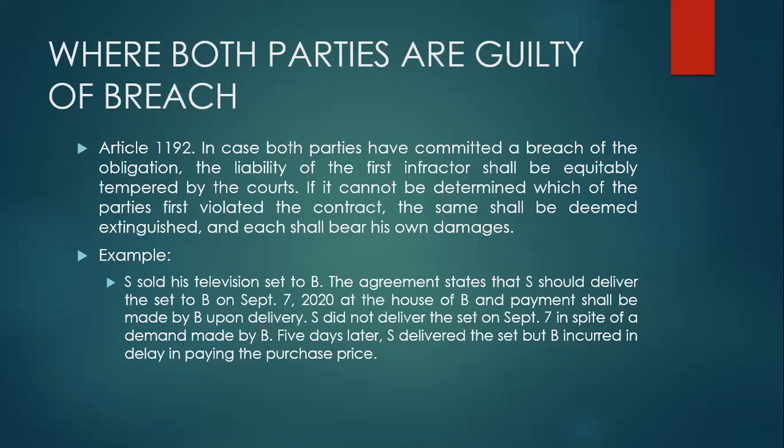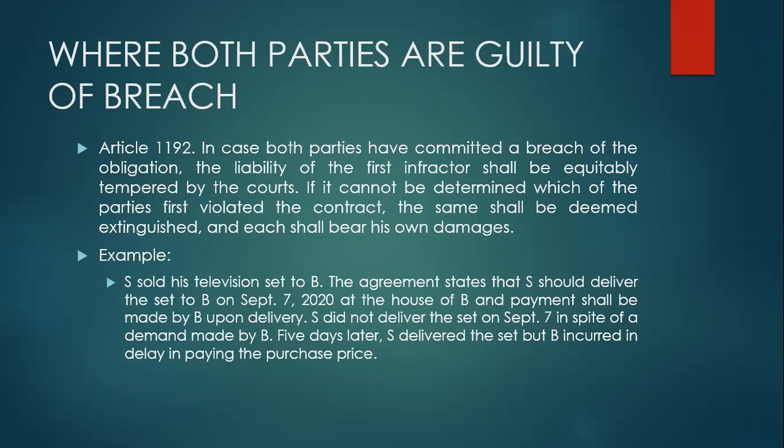So, who is the first infractor here? The first infractor here is S because he failed to deliver the set on September 7 in spite of a demand made by B. But 5 days later, when S delivered the set, B failed to pay the purchase price. So, the second infractor is B. So, ano ang sabi ng Article 1192? The liability daw of S will be equitably reduced or tempered dahil meron ding violation si B as a second infractor.